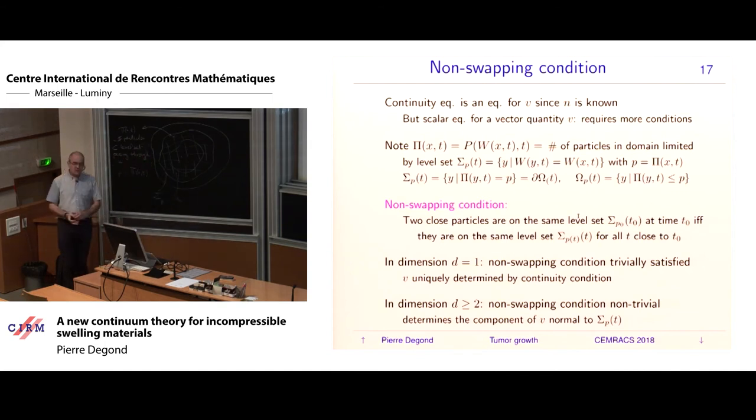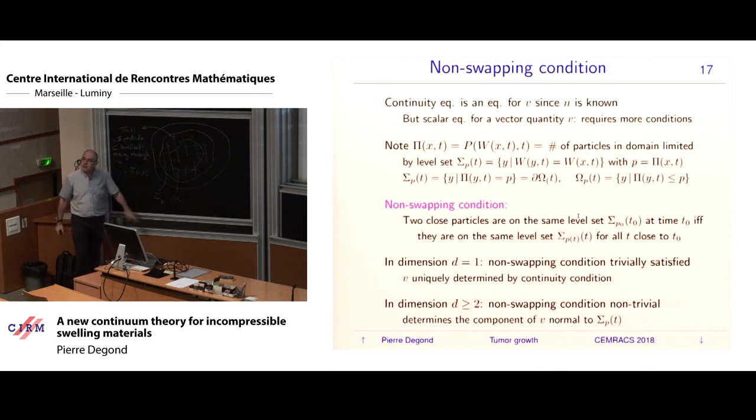So you can see what the non-swapping condition is. The idea is that when the material swells, I cannot have a particle that jumps from inside to outside. So that means the number of particles enclosed in this level set will remain constant. So the function pi will be constant along the motion of the particles. This is what we are going to say. However, there is a small subtlety. This definition is only valid if sigma p is connected. And this is not the case in dimension one.